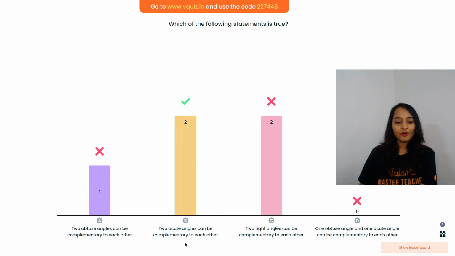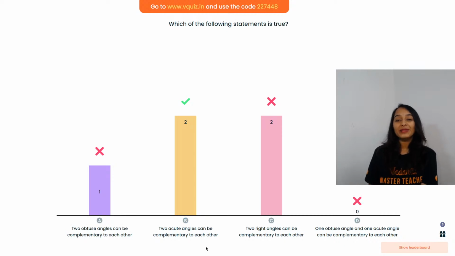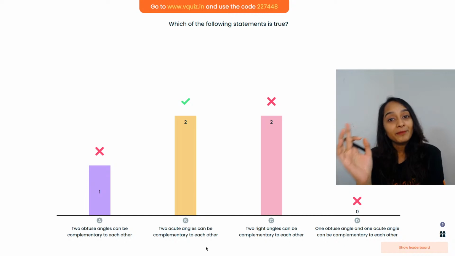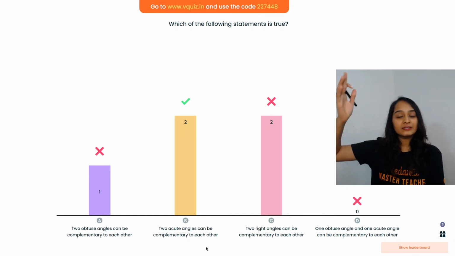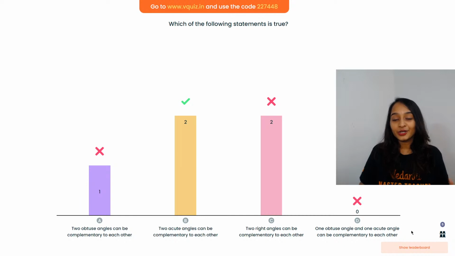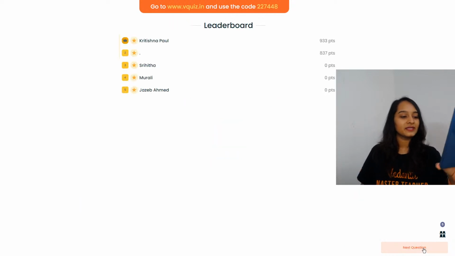Okay. Which of the following statements is true? 2 acute angles can be complementary. Complementary means what? They should add up to 90 degrees. Supplementary is S. S means straight angle. But complementary is 2 acute angles can be complementary to each other. If they are acute angles, they can add up to 90 degrees. Guys, it's such an easy peasy one.